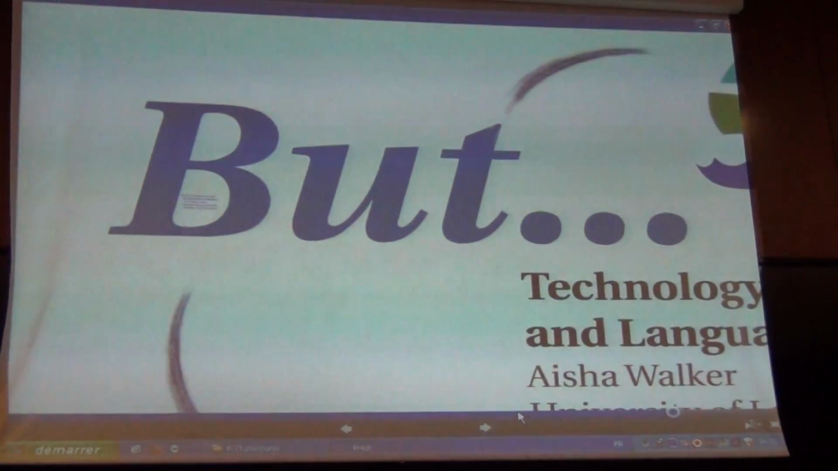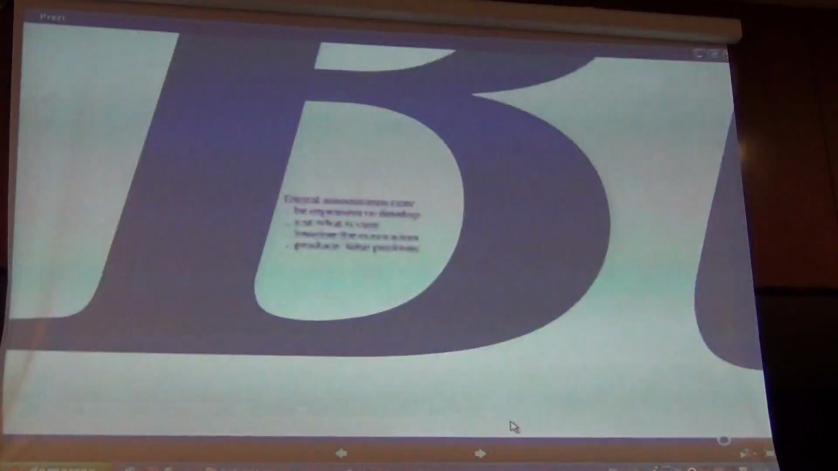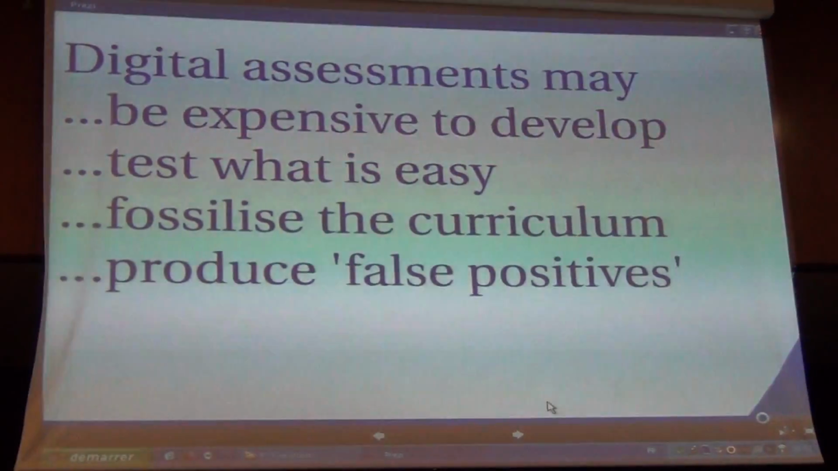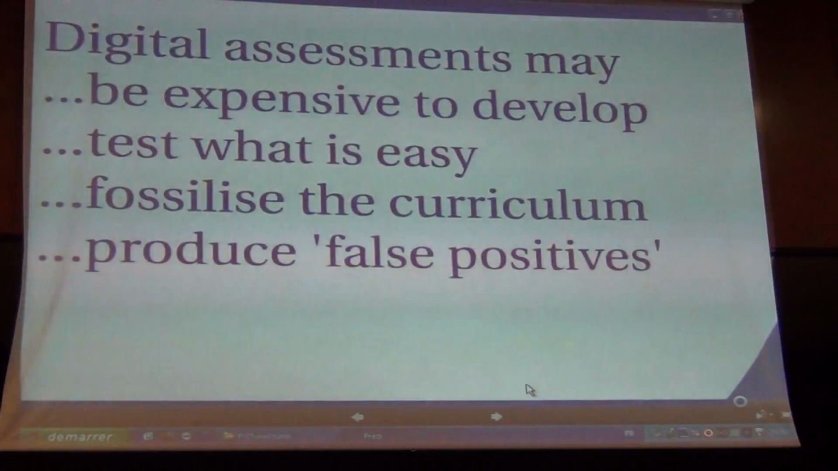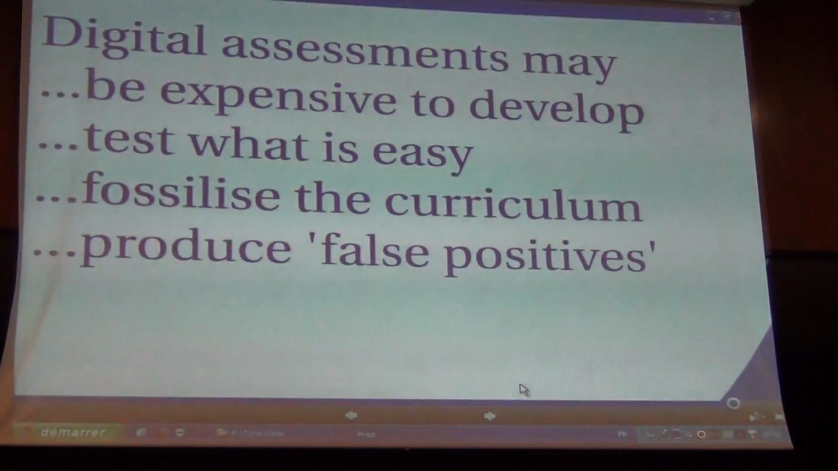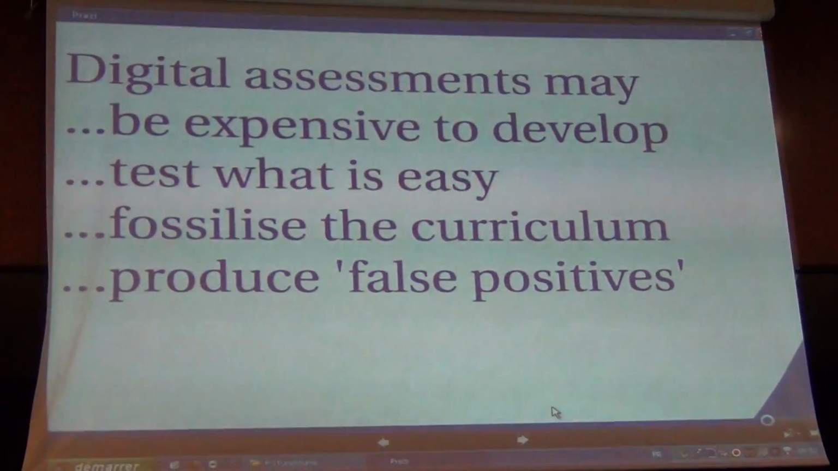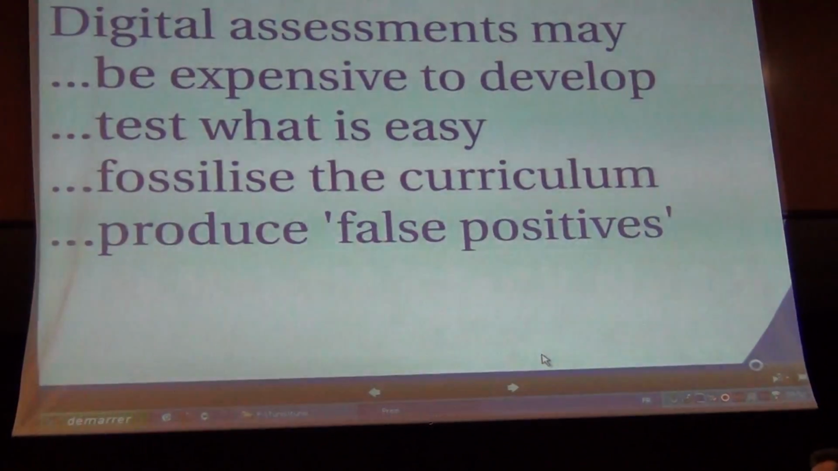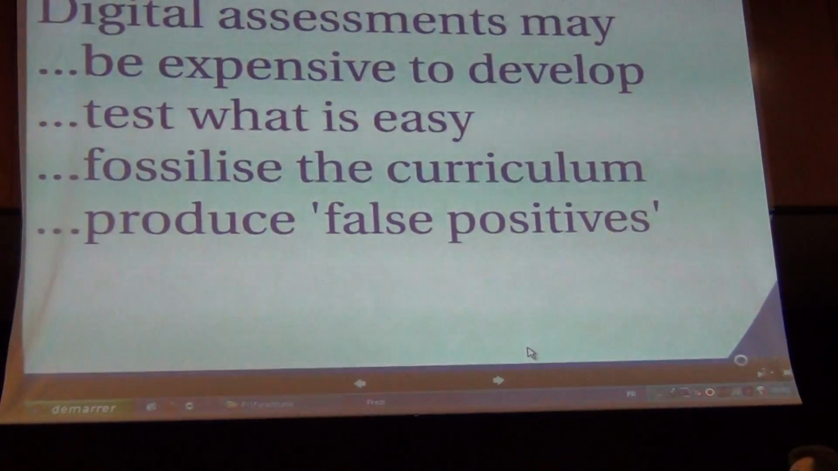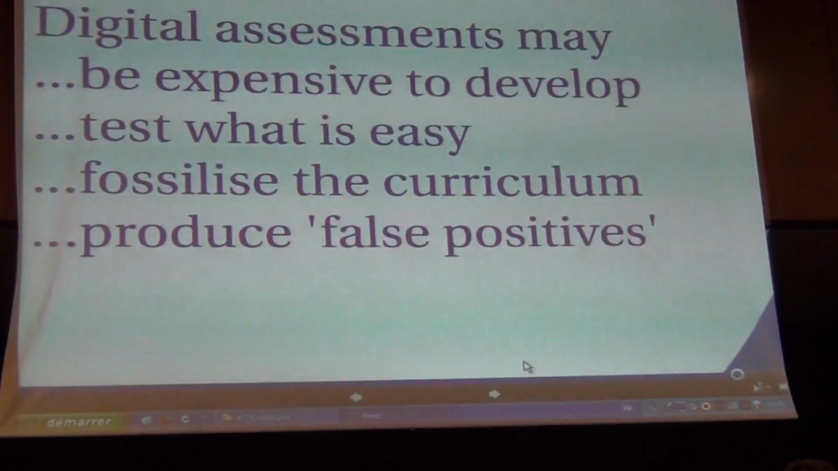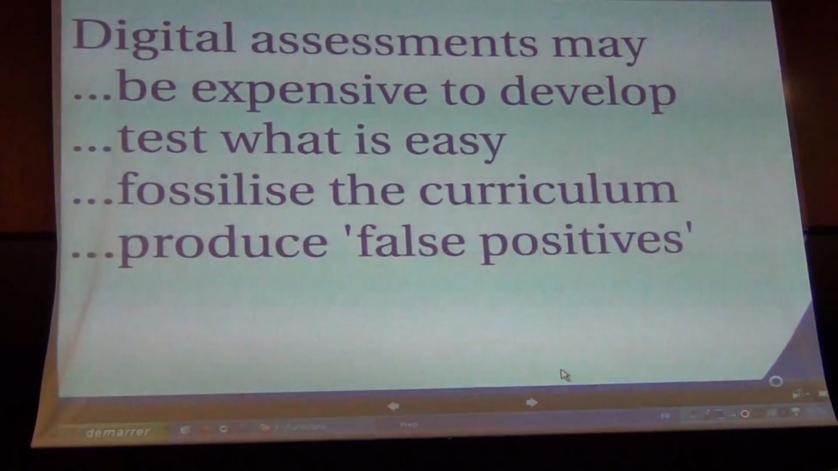However, we do need to be cautious. We don't want to go overboard with digital assessments without thinking through the consequences. They can be extremely expensive to develop, and we need to make sure that that's going to be money well spent. You can end up testing what's easy to test.